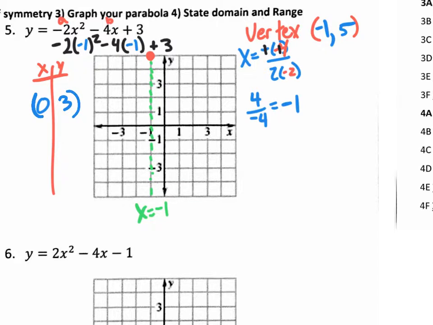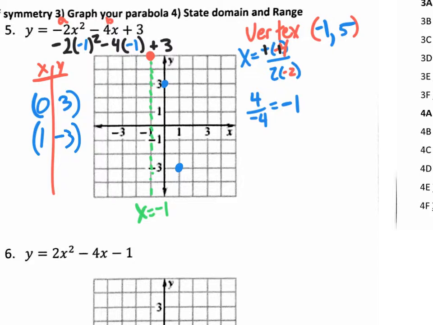Anyway, let's plug in a 1, and this requires a little more thought. 1 squared is 1. Negative 2 times 1 is negative 2. 4 times 1 is 4. Negative 2 minus 4 is negative 6. And negative 6 plus 3 is negative 3. Again, do it on a calculator. So 0, 3 is right here. And 1, negative 3 is down here.